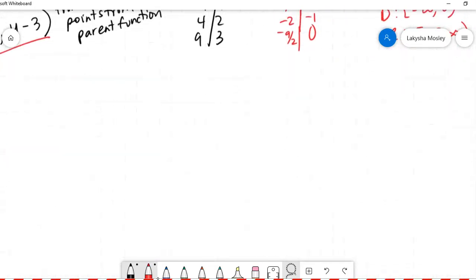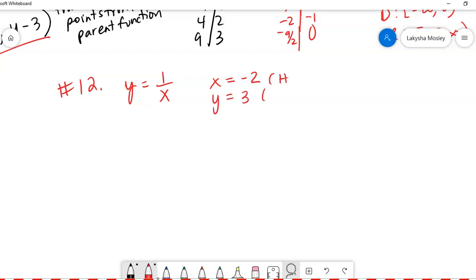Last one, number 12 on this page. For number 12, it says you have a transformed reciprocal function. It has a horizontal asymptote at y = 3 and a vertical asymptote at x = -2. This is the horizontal, and the top one is the vertical.